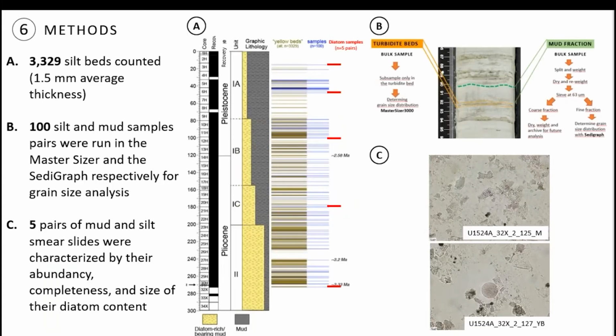Now going back to the work that we have done so far, we did frequency counting. We counted 3,329 turbidite beds for 1524, characterizing them according to their thickness and completeness across the core, using core photographs and digital image analysis software to assess their frequency over time. We also took 100 pairs of turbidite beds and their overlying mud for grain size analysis.